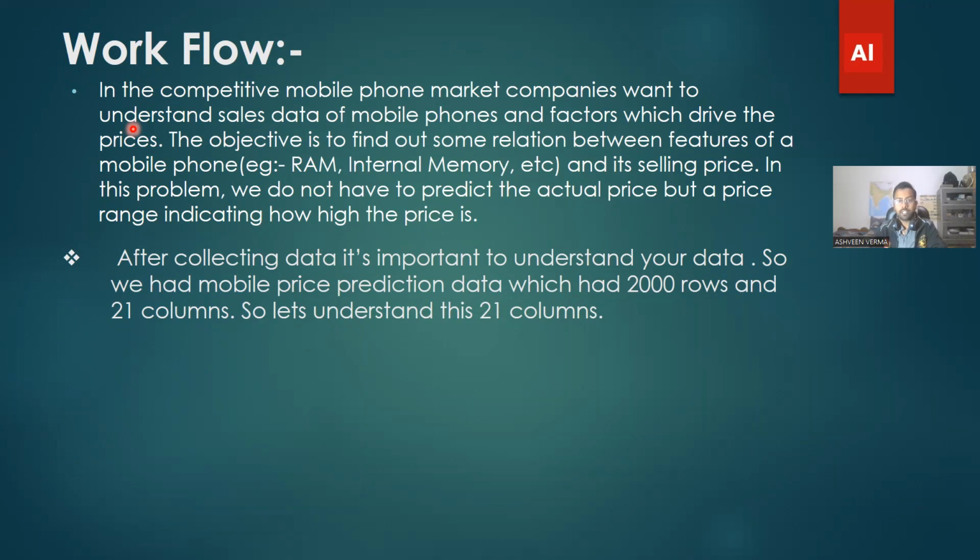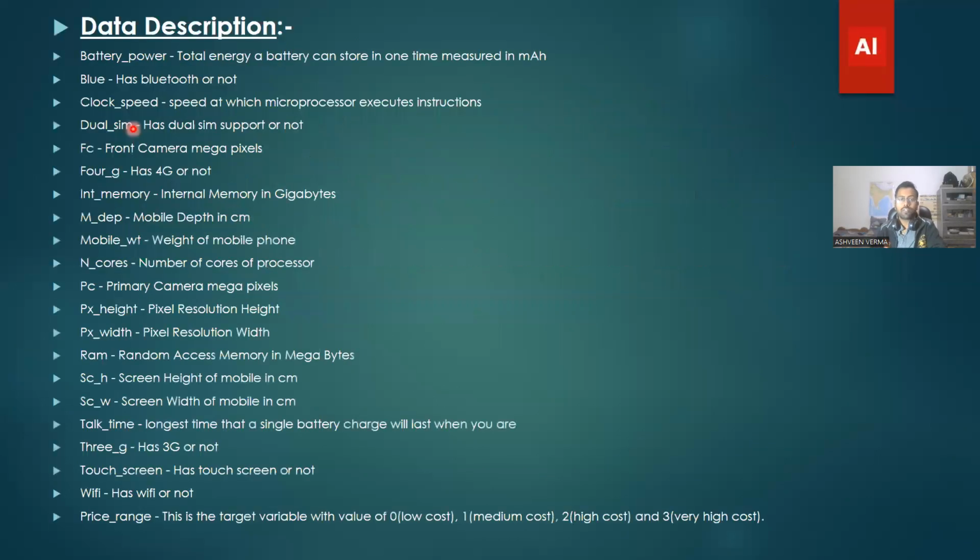After collecting the data, it's important to understand your data. We have mobile price prediction data which has 2000 rows and 21 columns. So let's understand the 21 columns. Our first column is battery power, which means the total energy a battery can store at one time, measured in mAh.